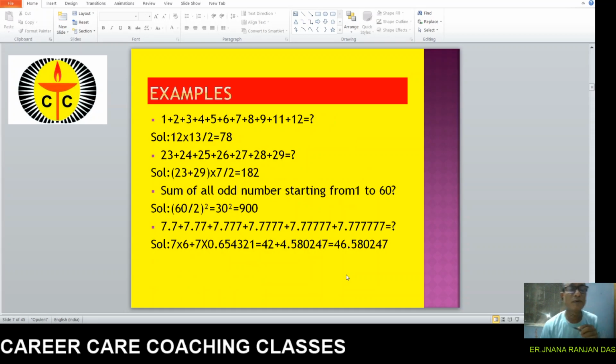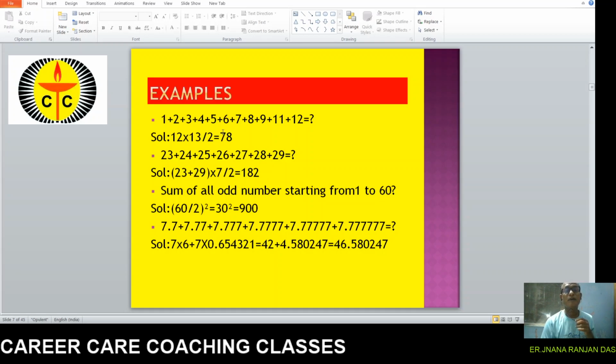Here is another type of addition: 1 plus 2 plus 3 plus 4 plus 5 plus 6, successive numbers, addition of successive numbers. To work out this addition, we can take the last number plus the number next to that, divided by 2. So this becomes 78.